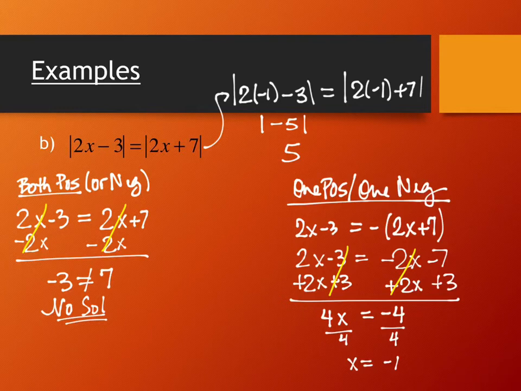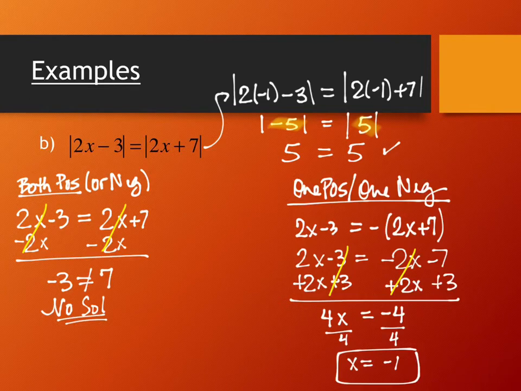On the right-hand side, 2 times -1 is negative 2, plus my 7 is positive 5 now. And the absolute value of positive 5, again, is 5. And notice it did exactly what I said I was expecting it to do. Inside of the absolute values, they're the same number, but one's positive and one's negative. So I do, in fact, have one solution, and it's x equals negative 1.